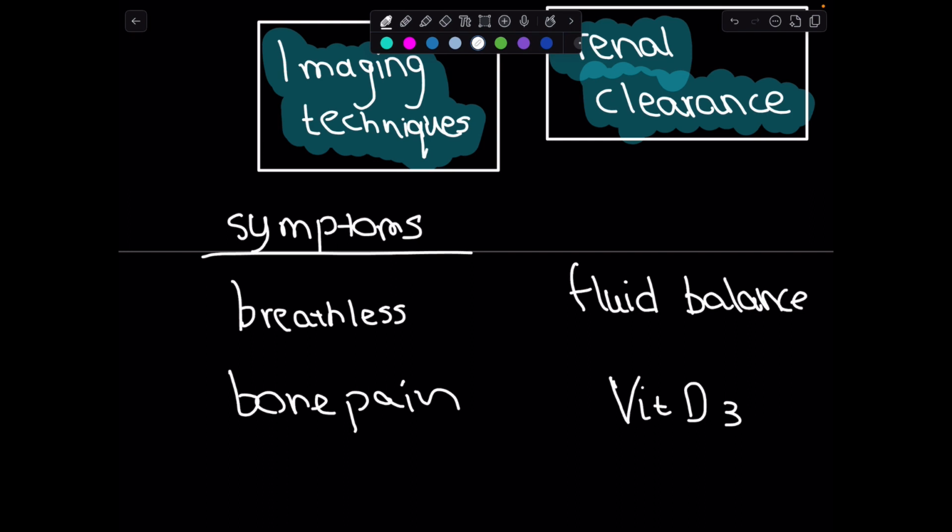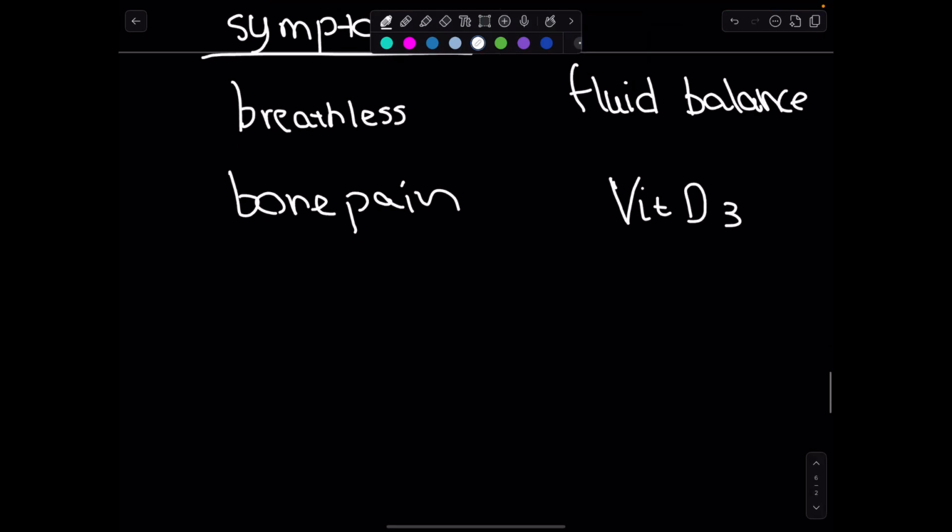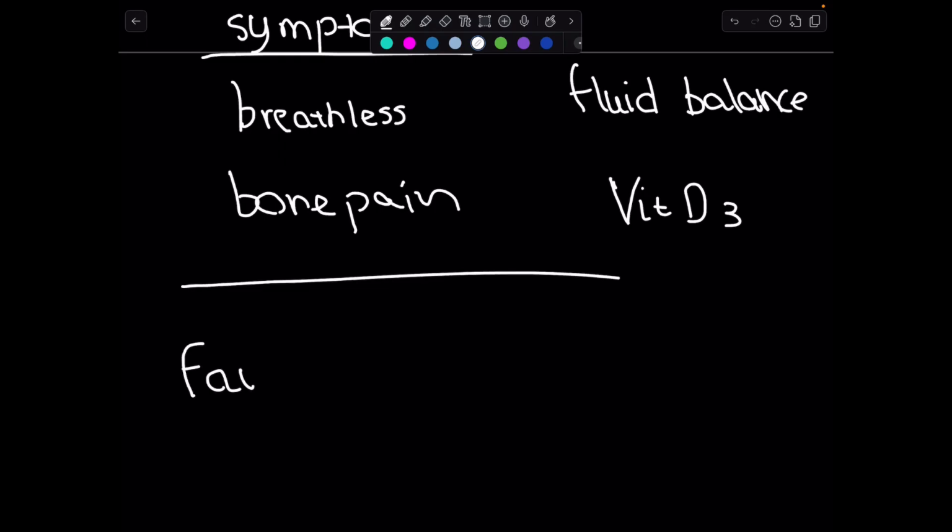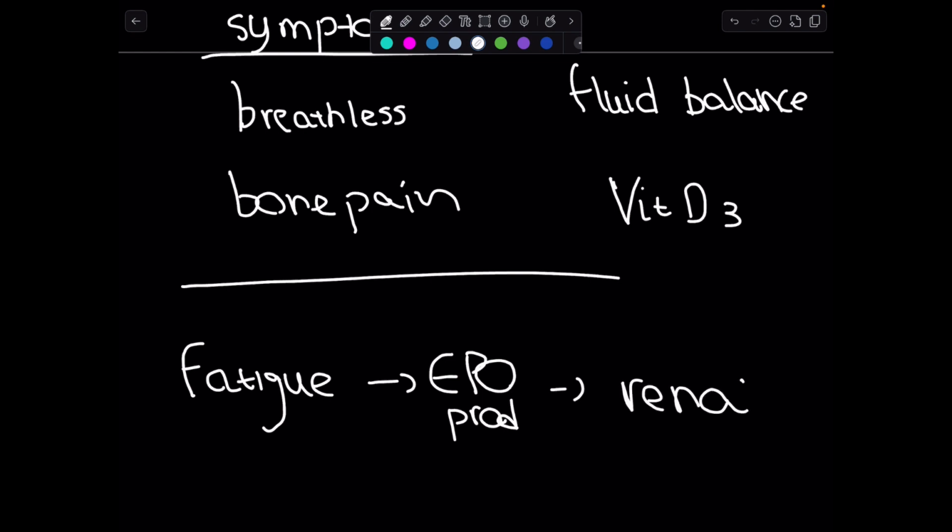So let's say we have fatigue. Can this indicate something about EPO production, and how is EPO production related to renal function? Fatigue can indeed indicate issues with EPO, erythropoietin, closely tied to renal function, as the kidneys are the primary site for EPO synthesis.